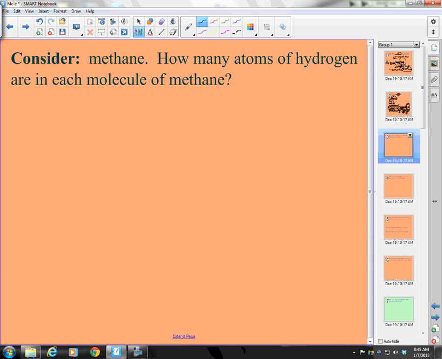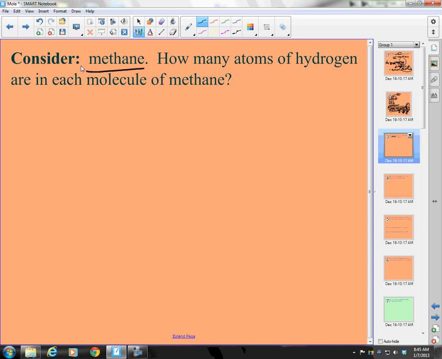Consider methane. How many atoms of hydrogen are in each molecule of methane? Why is this question here? Where are the moles? I don't see any moles in here. Well, you're right, but this is setting up another question coming later. So how do we work through this?